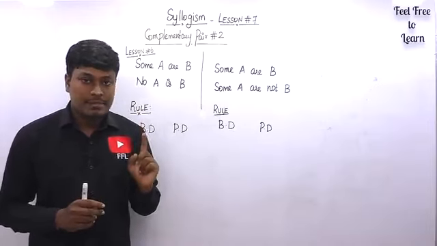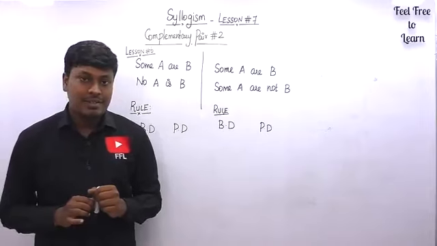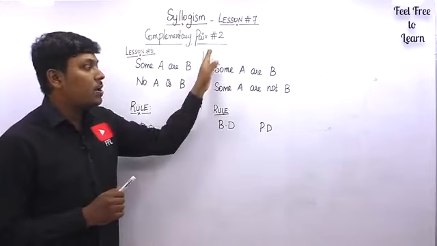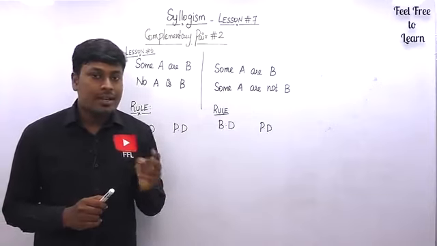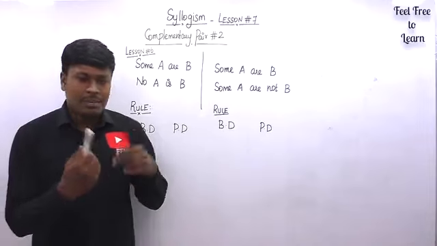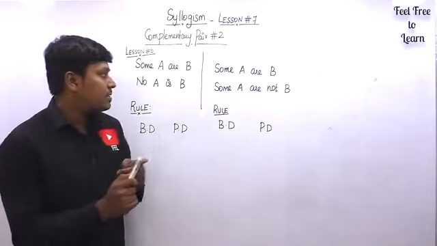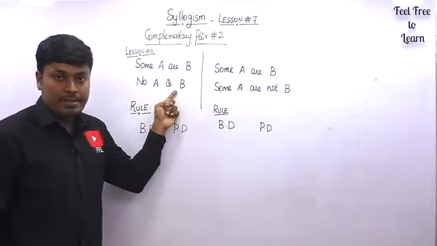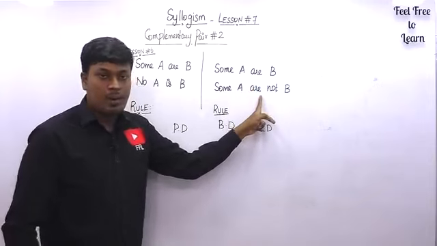In this lesson number 7 on the topic syllogism, we are going to solve 7 different questions based on the concept called complementary pair number 2. Remember that in the previous lesson I told you there are two major complementary pairs in syllogism. There are many different complementary pairs, but two major ones. One is "some A are B" and "no A is B", and the second complementary pair is "some A are B" and "some A are not B".